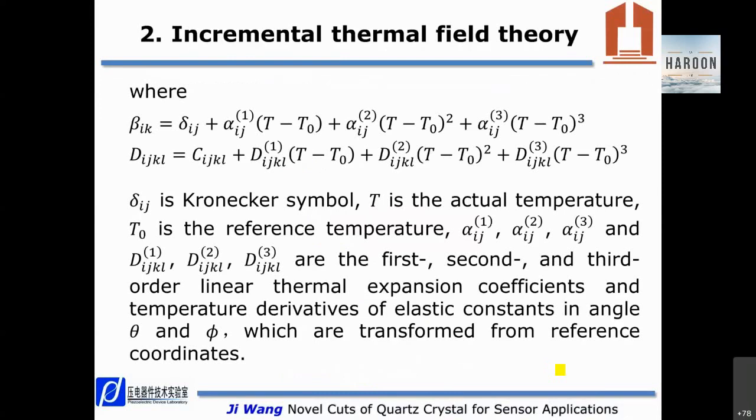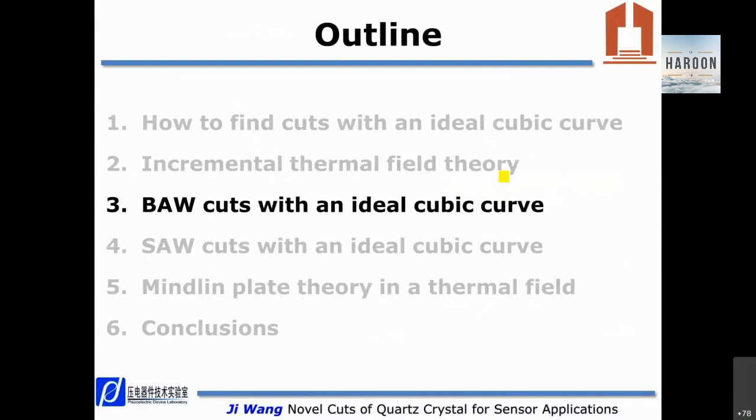Here are some of the parameters. Some parameters like this are the linear thermal expansion factors for quartz crystal. You need them up to the third order of the temperature. So we have this. Then with this, we can calculate the elastic constants of quartz crystal. Again, it's a cubical relation with the temperature. So with these equations and the parameters of the quartz crystal, we can go ahead to study the vibrations of quartz crystal plates, which can be used to make quartz crystal resonators.